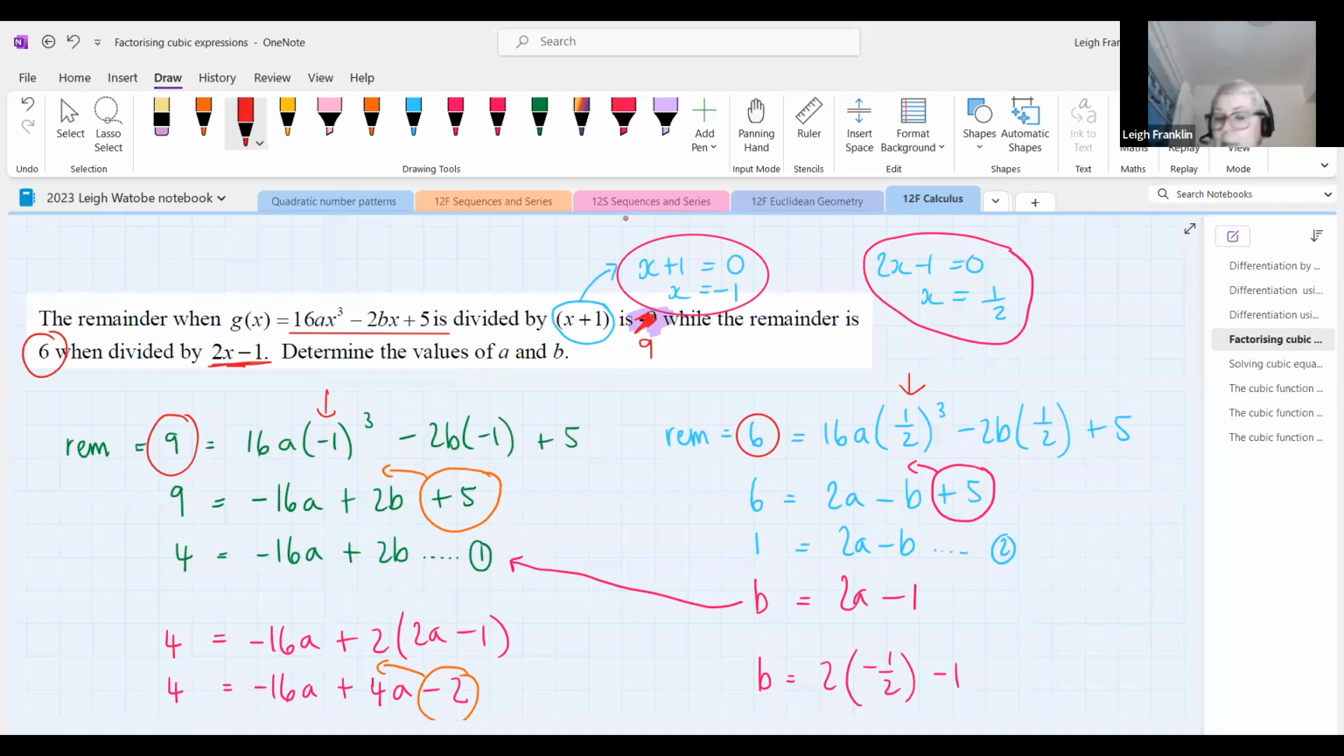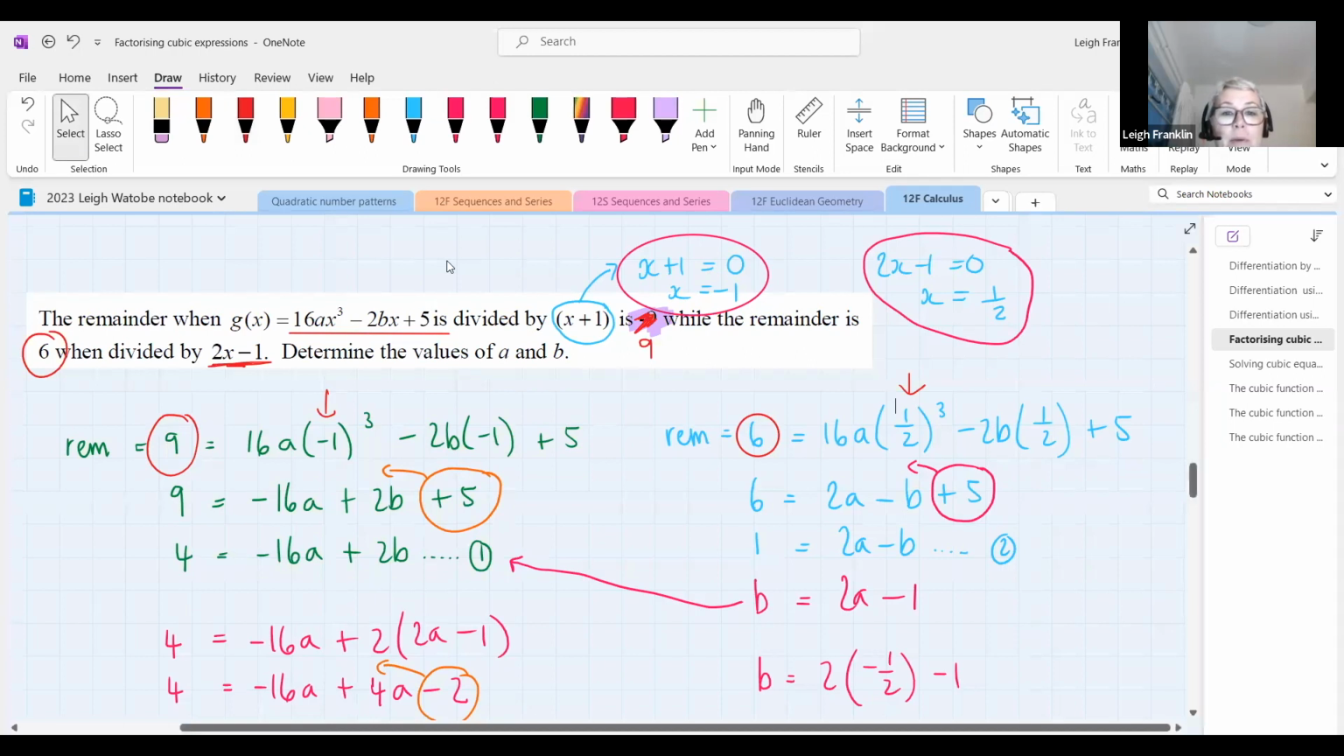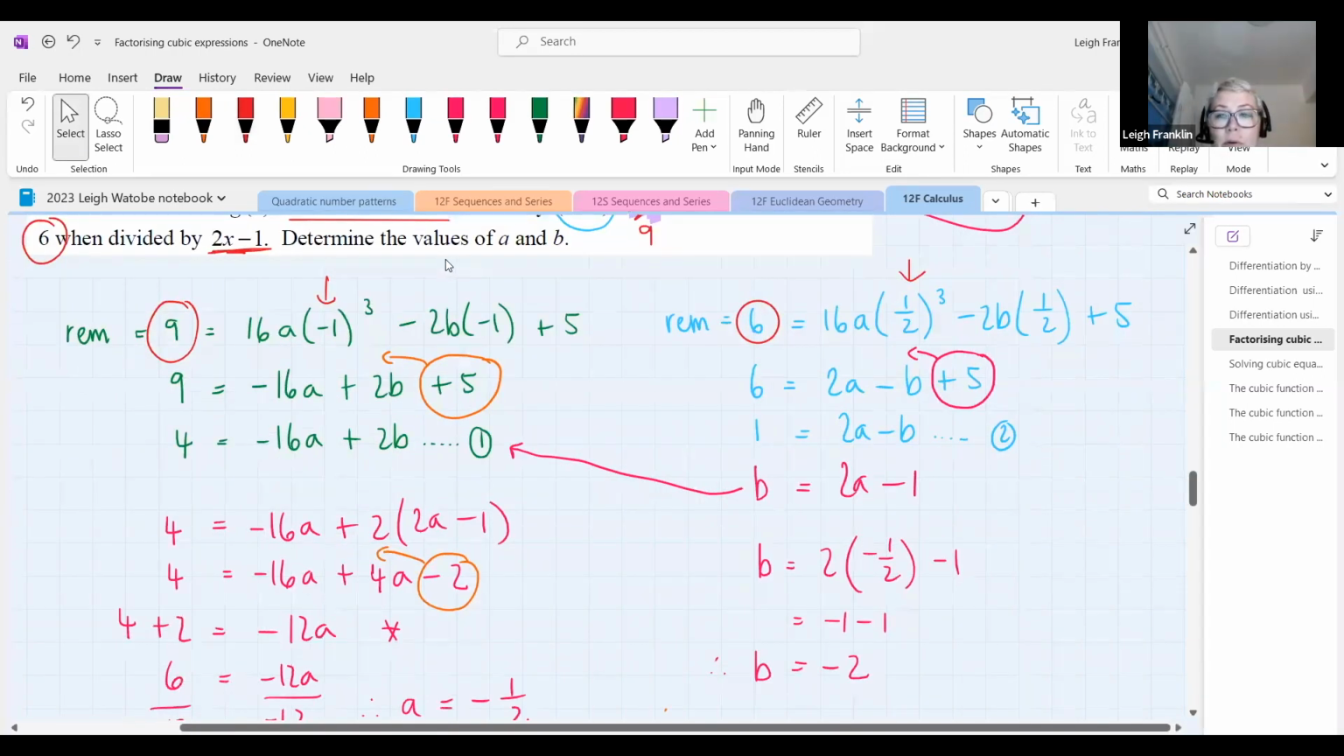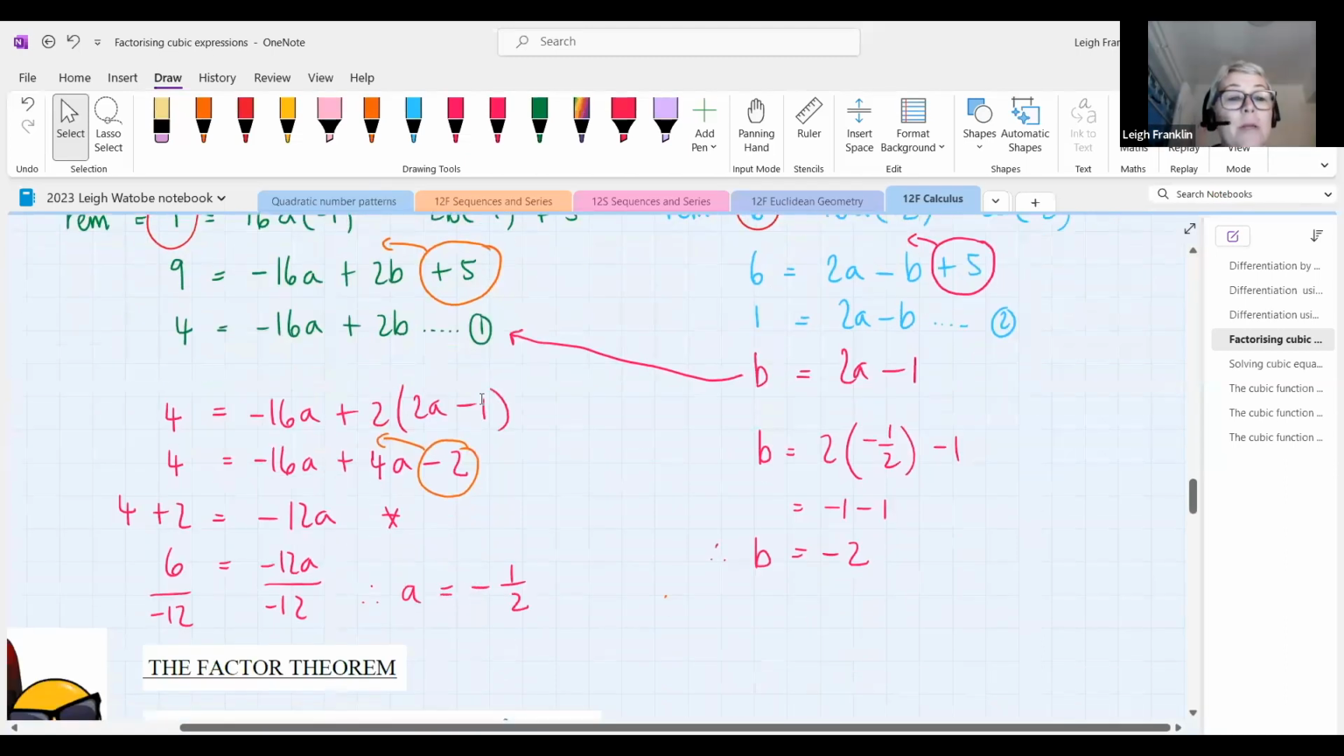Everybody happy with that? Any questions? Being able to solve simultaneously is a very important skill because we're going to be using it all over the place. We use it in sequences and series, in calculus, and in analytical geometry. So it's very important that we are able to do that. If that's okay, I'm going to move on and talk about factor theorem now.